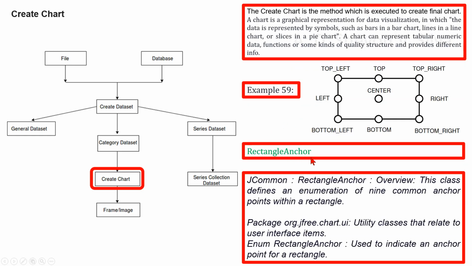Overview in RectangleAnchor in JCommon. This class defines an enumeration of 9 common anchor points within a rectangle. The package org.jfree.chart.ui contains utility classes that relate to user interface and items. Enum RectangleAnchor is used to indicate an anchor point for a rectangle. Here, in the rectangle, you can see the rectangle anchor points.